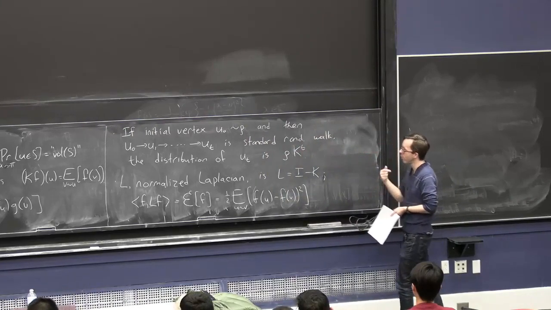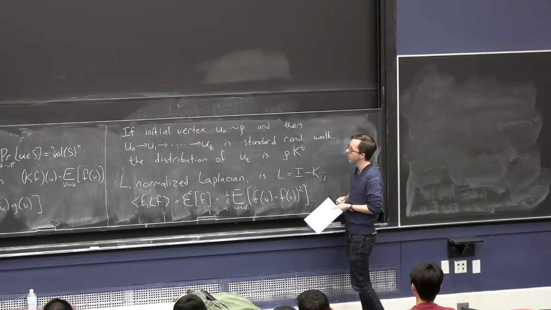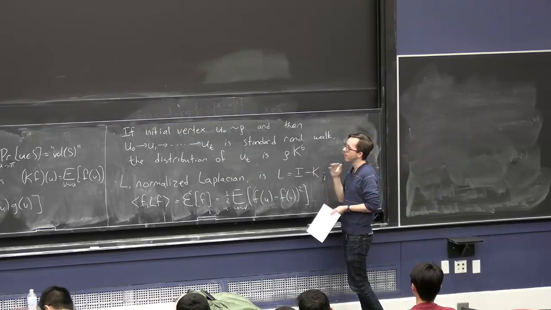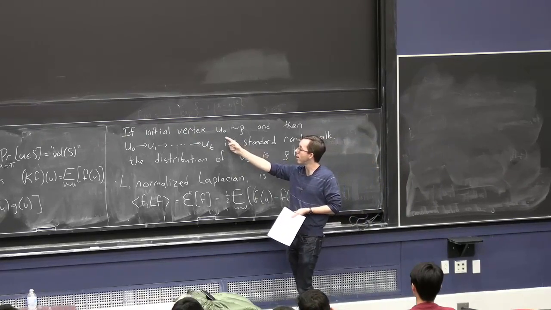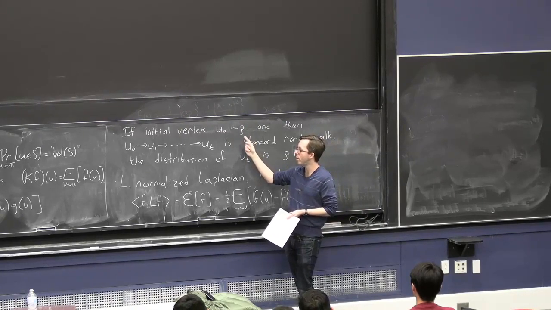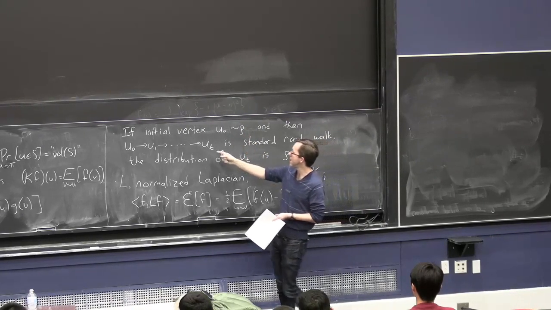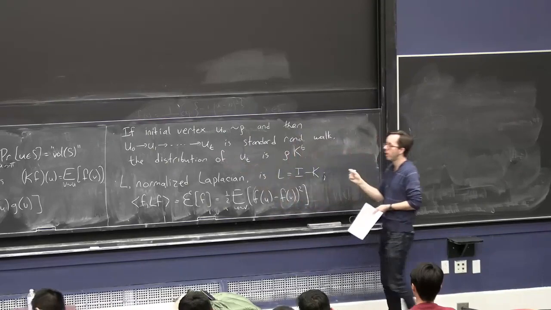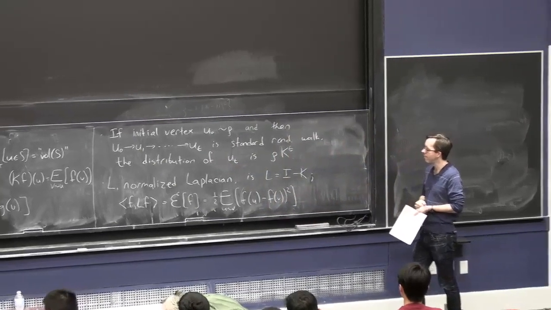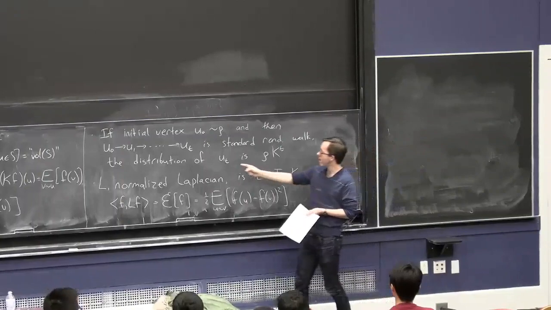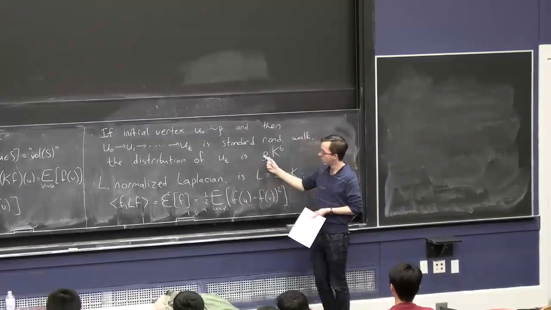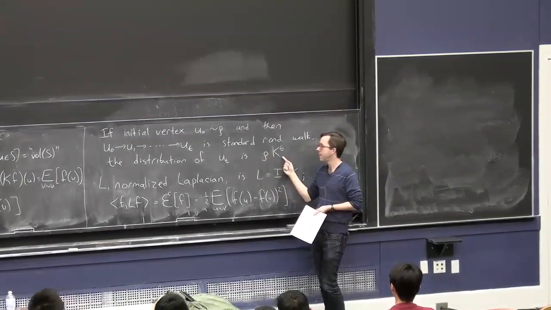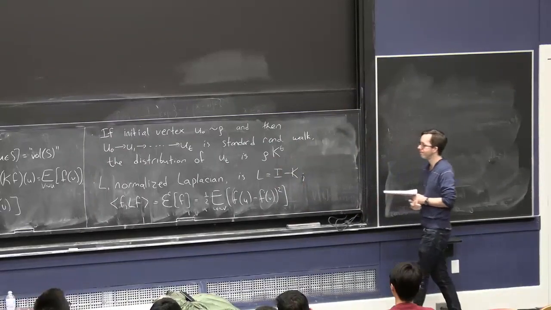But as we saw before, it connects to this transition matrix K. If you start your random walk from a vertex drawn from this arbitrary probability distribution rho, and then do t steps of the standard random walk, at each step going to a random neighbor of where you are, then the distribution of where you are at time t is given by rho, thought of as a row vector, times the t-th power of the K matrix.